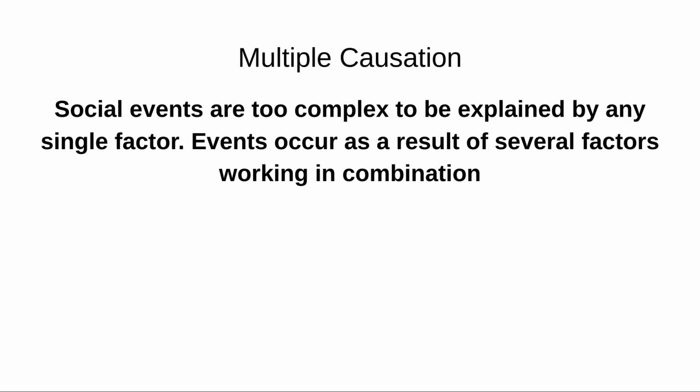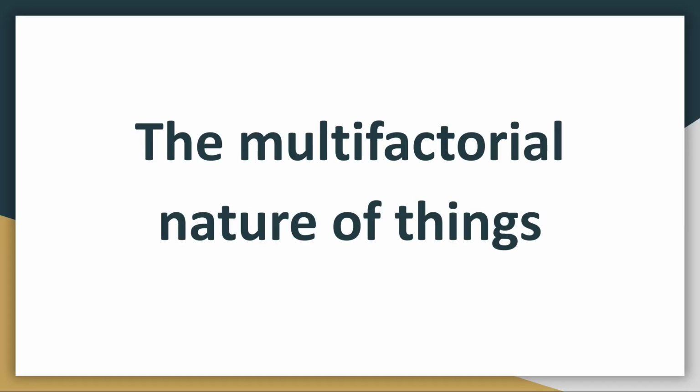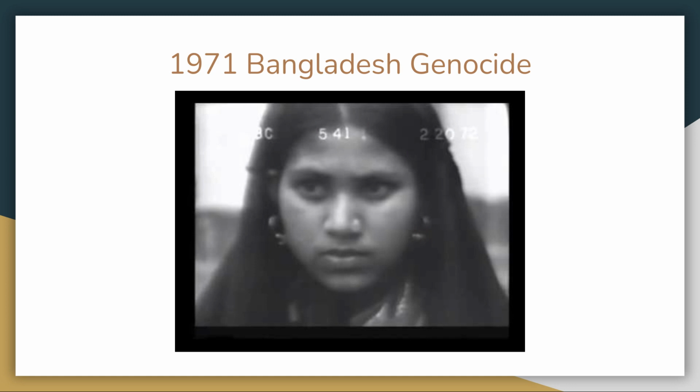This isn't the way most people like to think on a regular basis. They like to think of simple cause and effect. This person caused this event, he did that, she did that, and yet in reality, that's not the way things really are. So we're going to talk about the multifactorial nature of things, how lots of things can lead to big events. And we're actually going to start by talking today about the genocide in Bangladesh in 1971.